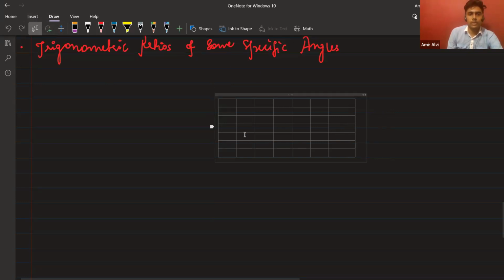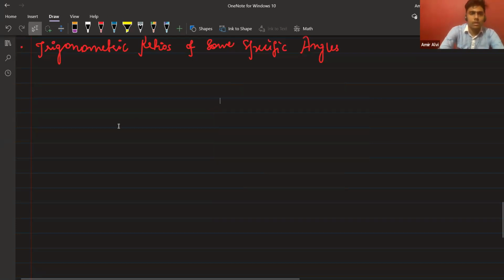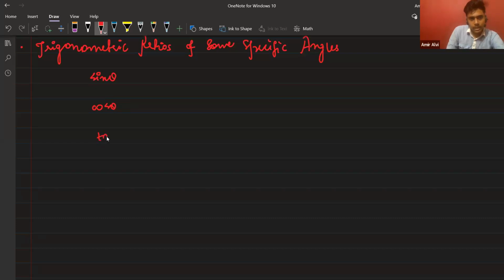Let me cut this table and make it by my own hand. So at the first, Adil, this is our sine theta. This is our cos theta. This is our tan theta. This is our cosec theta. Let's write cot theta here, just after tan. Then sec theta, and then cosec theta.